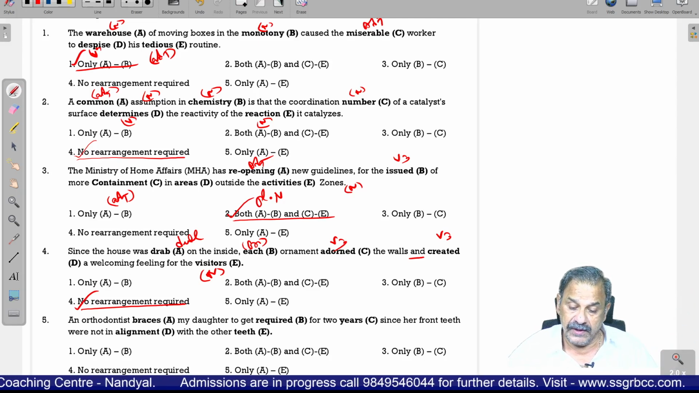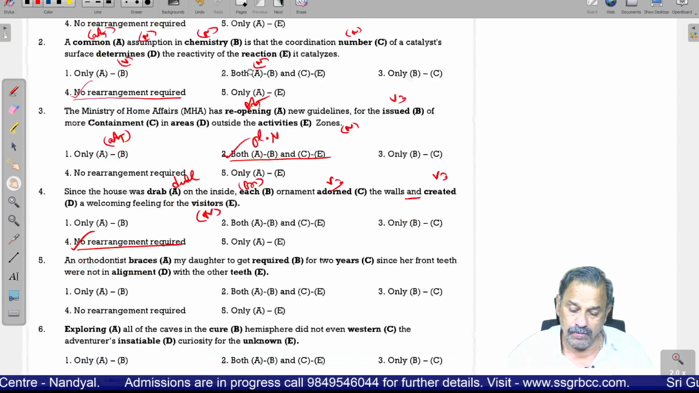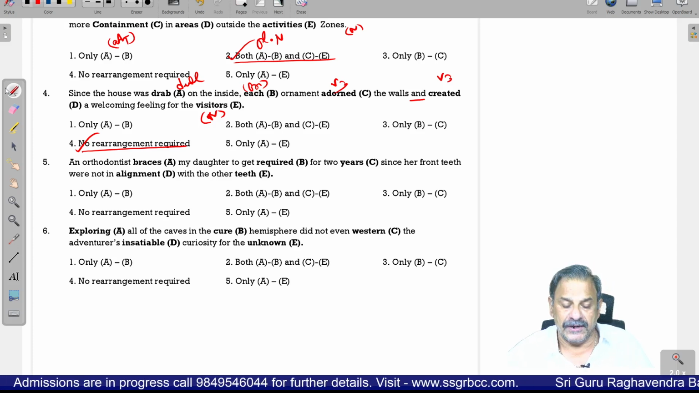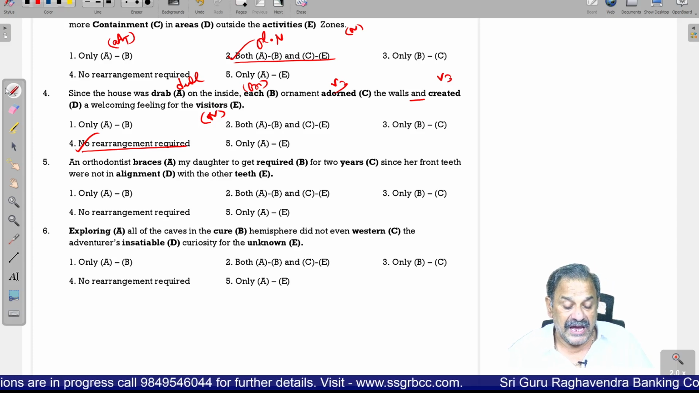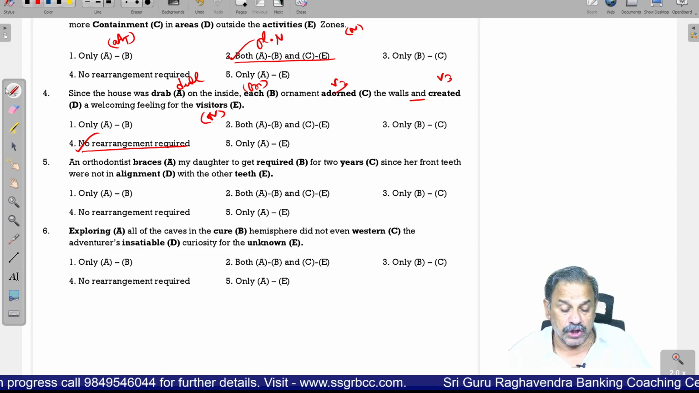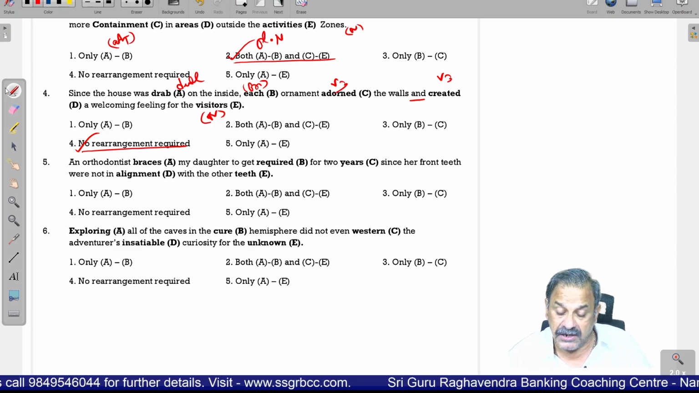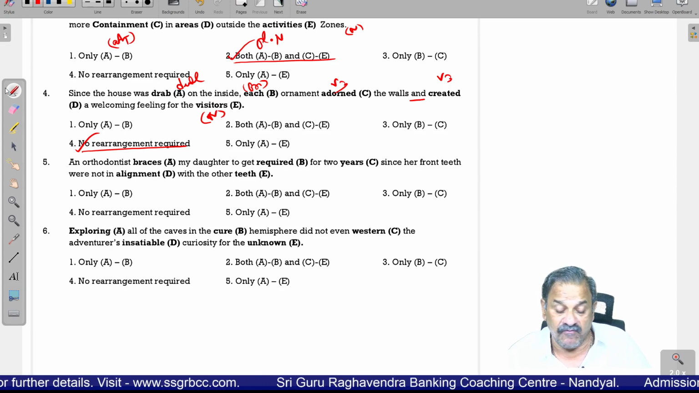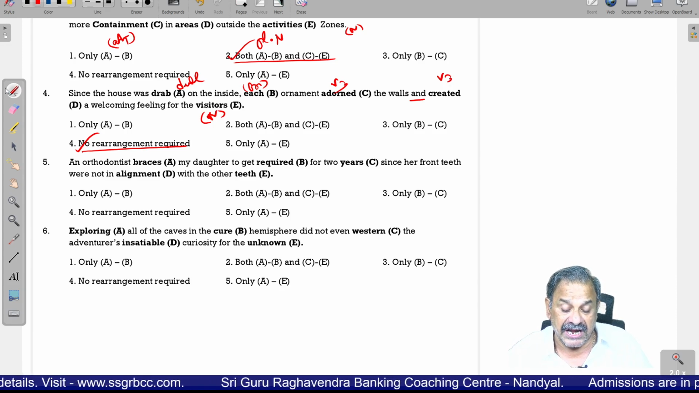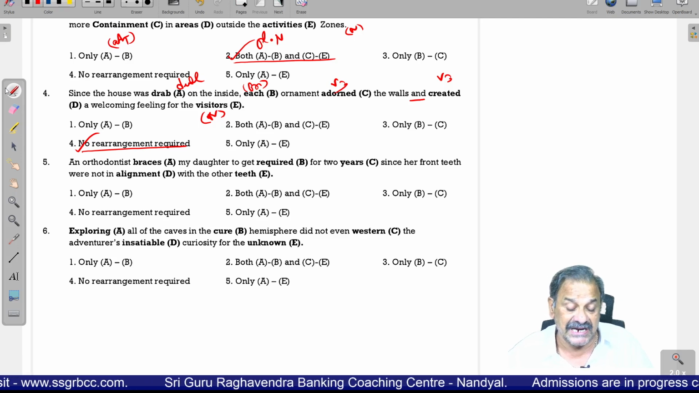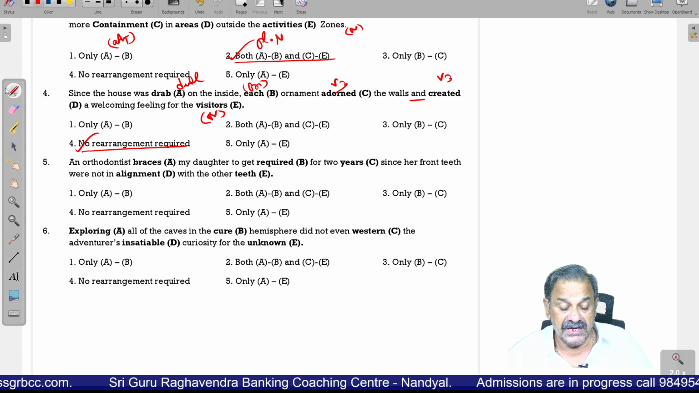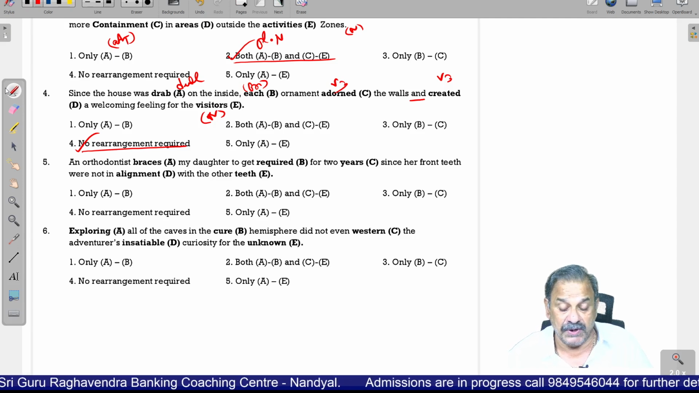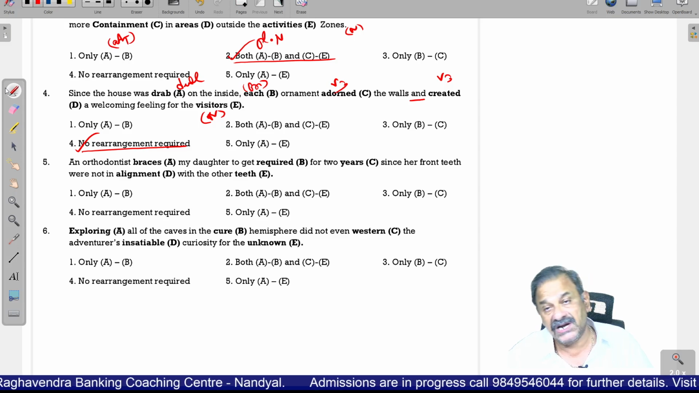So, yes, Nana. Fifth one. An orthodontist required my daughter to get braces for 2 years since her front teeth were not in alignment with the other teeth. In alignment with the correct preposition with the other teeth.